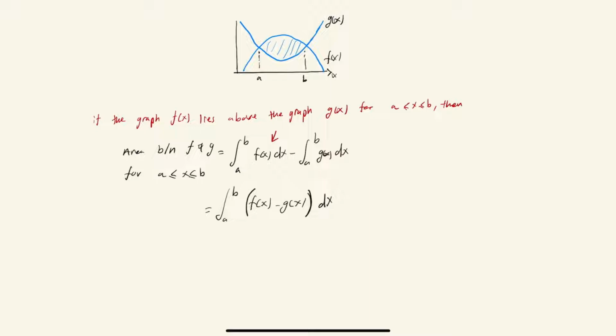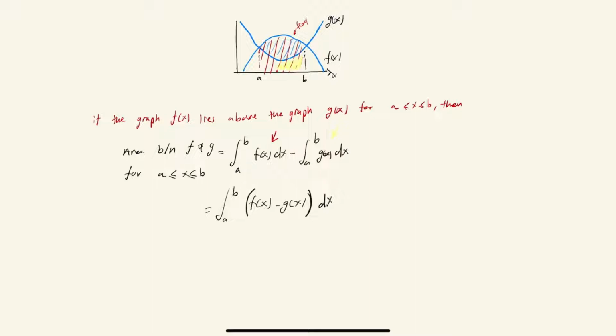To find that area, I'm going to find the definite integral of the top function f of x, which is shaded in red, and then I'm going to subtract the definite integral of the bottom function g of x, which I'm going to mark in yellow.